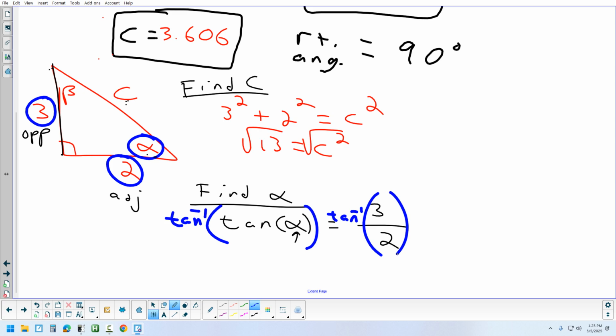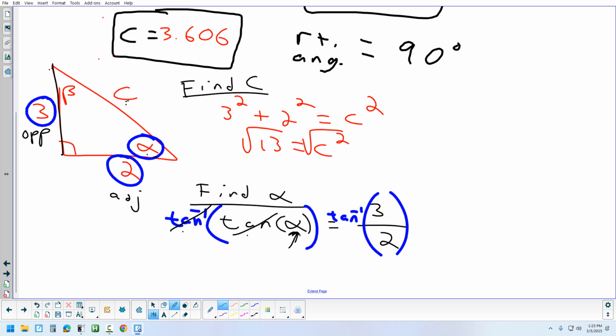Any problem that you're given two sides to start with, you are going to be solving for an angle. The only way to do it is with inverse trig. What's going to happen when we take inverse tangent of the tangent? These cancel. Technically, it only cancels if this number is between negative 90 and 90. We learned that yesterday. So if we're between negative 90 and 90, it will cancel.